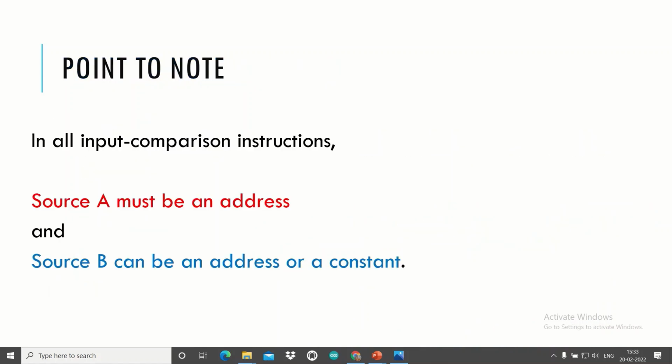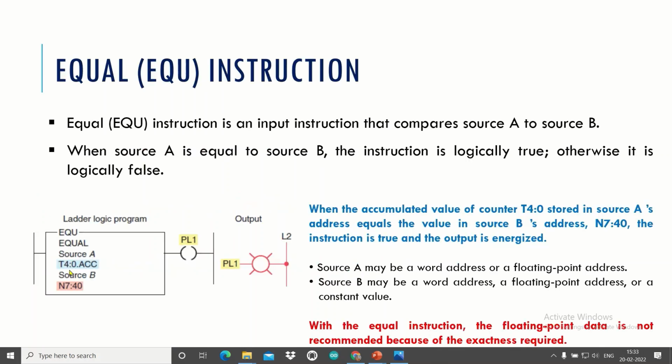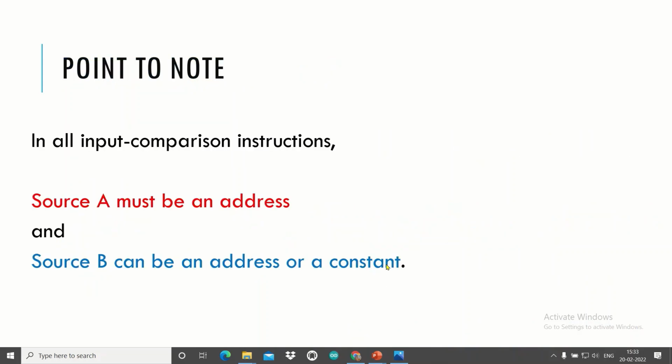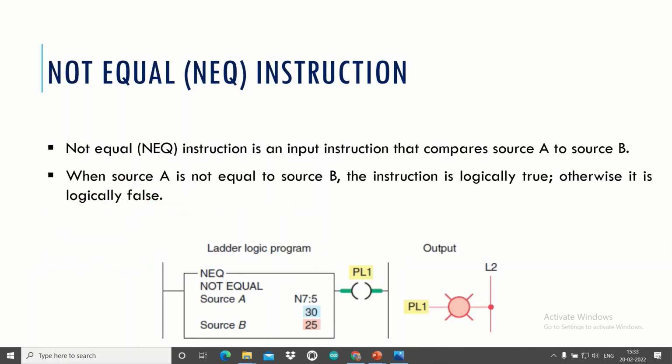Next, remember that in all input comparison instructions, this is one rule of thumb: the source A must be an address. You can see here source A is an address. Now source B can be a constant value or it can be an address. So this particular constraint you have to remember. If you are trying to compare between two constant values, you will not get any result. You will come with error.